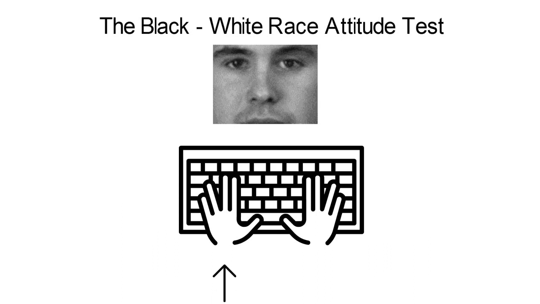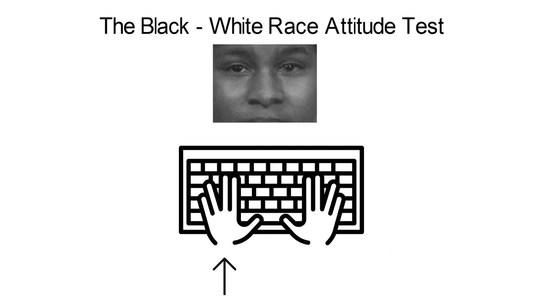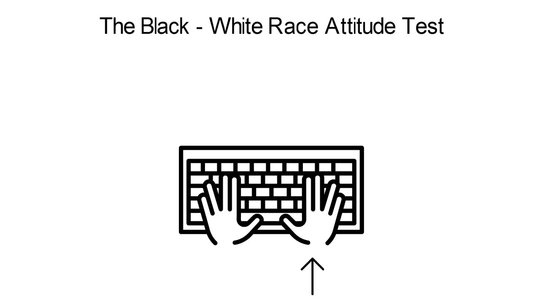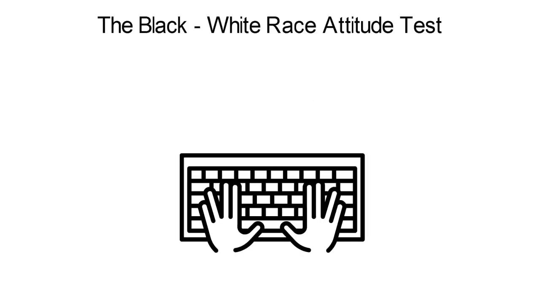If you see a white face, hit a key to your left. If you see a black face, hit a key to your right. Next, you sort words that represent two attitudinal categories, good and bad. When you see a good word such as beauty, hit a key to your left. When you see a bad word such as filth, hit a key to your right. Now the real challenge starts. You're instructed to sort both photos and words, whatever flashes on the screen.